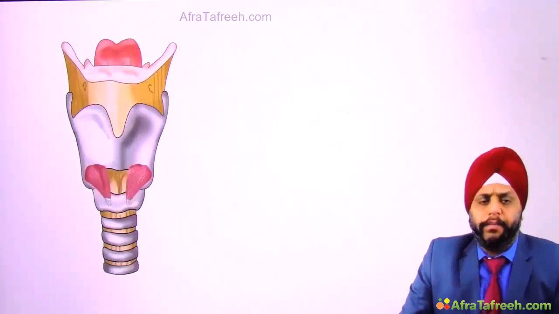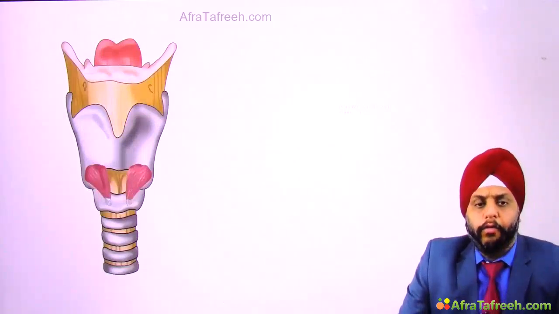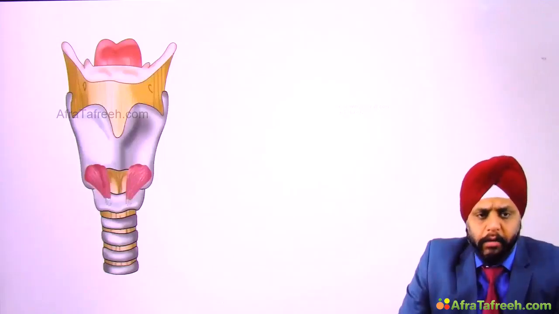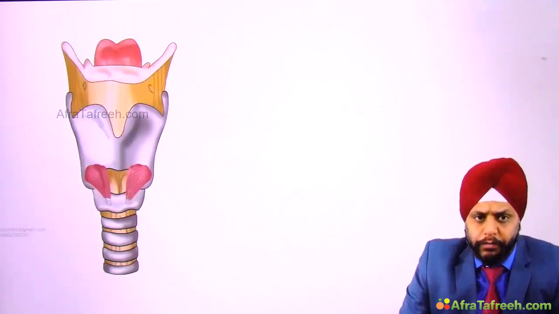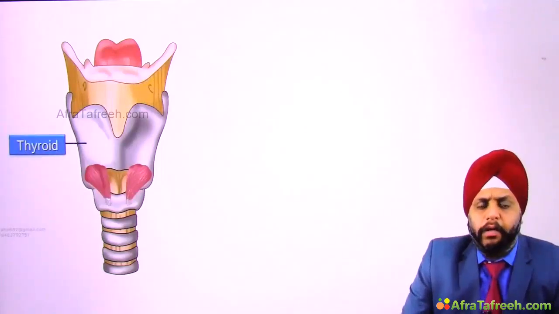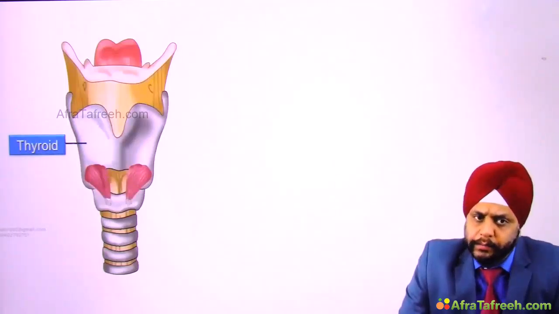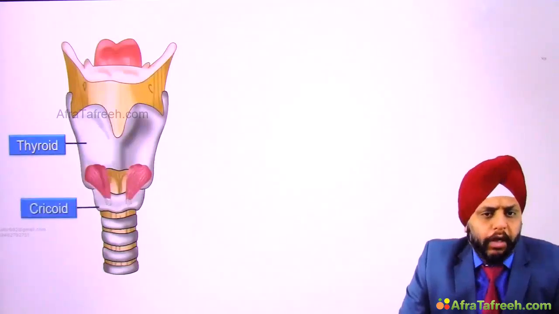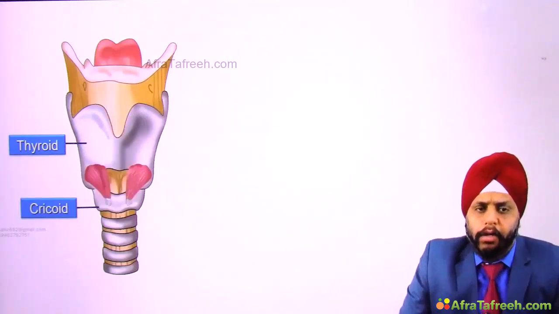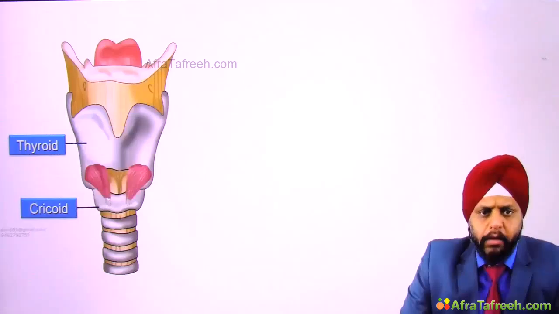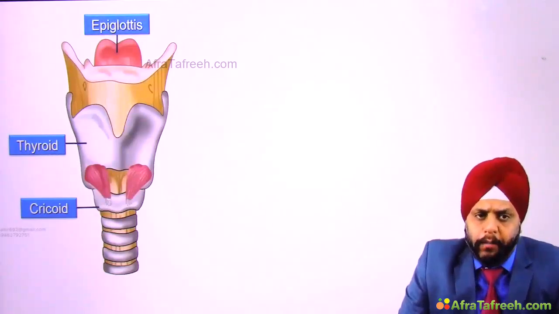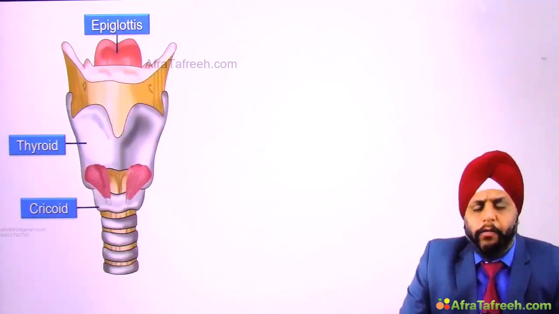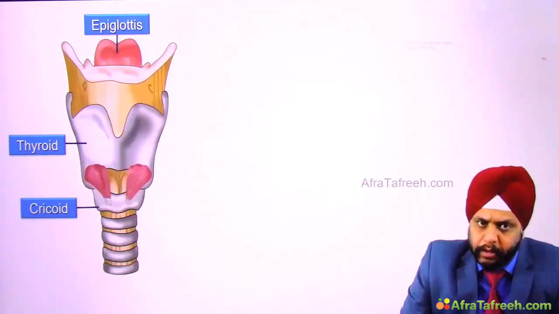What is this diagram? This is the front view of the larynx. What can we identify in this front view? Number one, you can see the thyroid cartilage, the shield-like cartilage. Below this thyroid cartilage, you can see the cricoid cartilage also. Next, at the topmost we have the epiglottis. So in the front view, we are able to see all three unpaired cartilages.